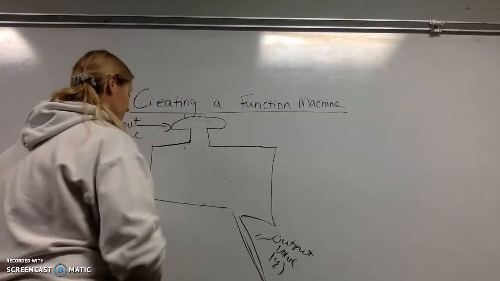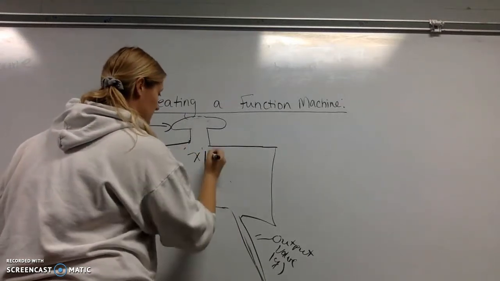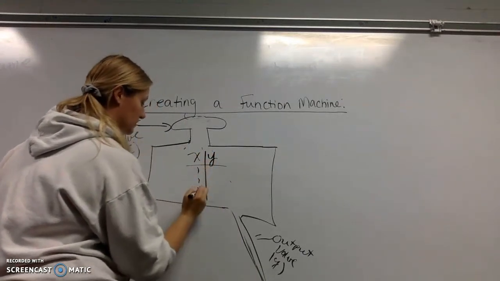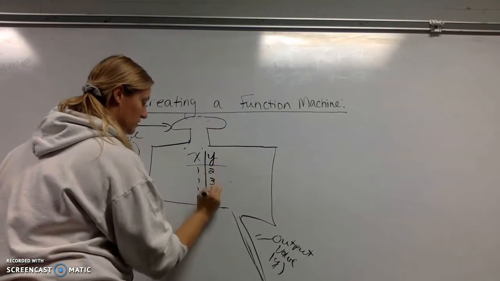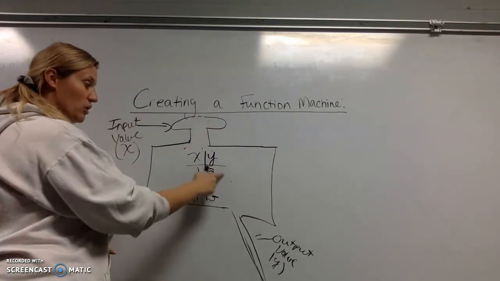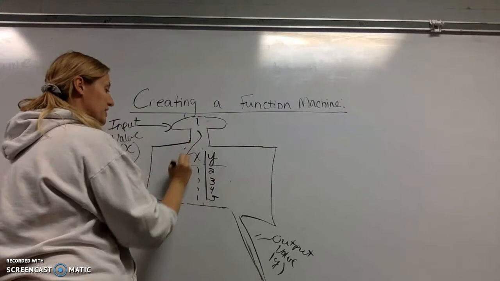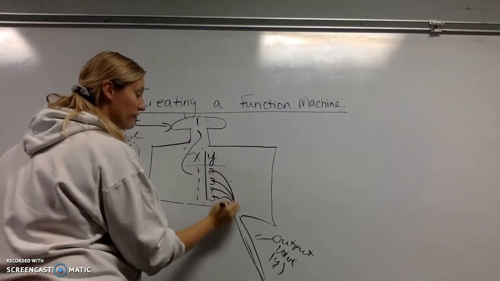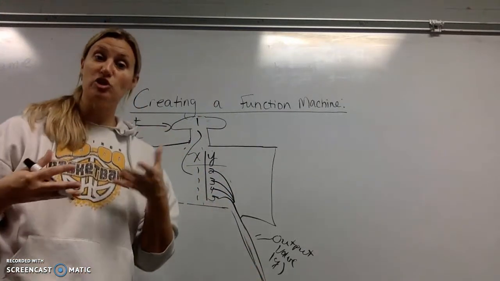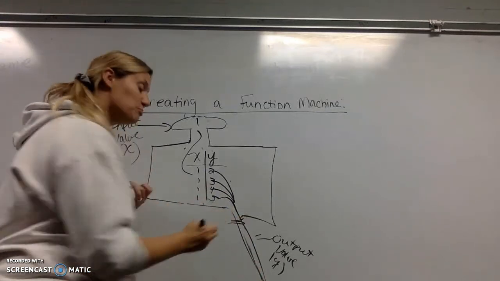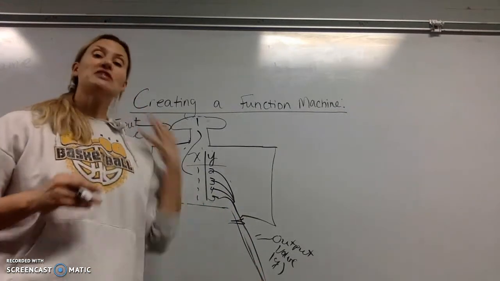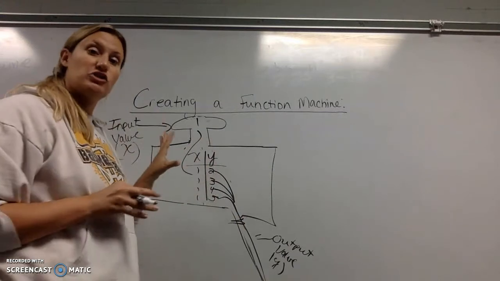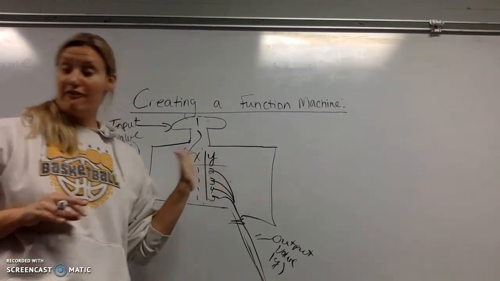if I have this table, so this is 1, 1, 1, 1, 2, 3, 4, 5. If I input the number 1, 2, 3, 4, and 5 are all going to try and come out of the machine at the same time. 4 outputs is not going to work. That's going to clog the machine. So that's why this one is not a function.